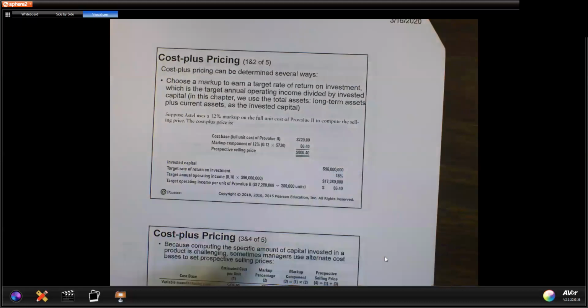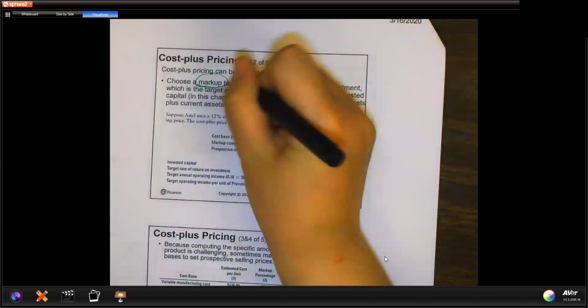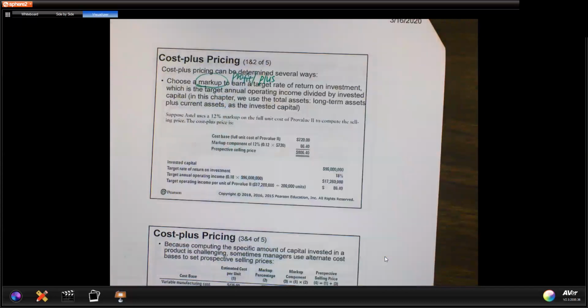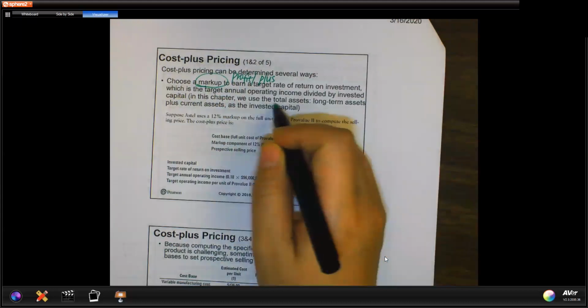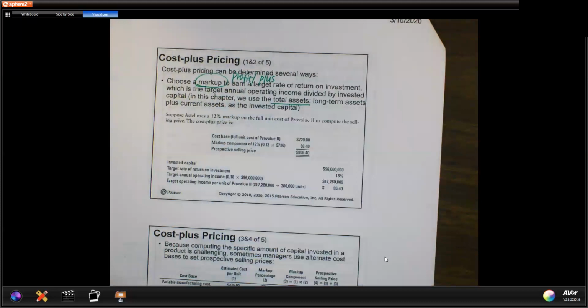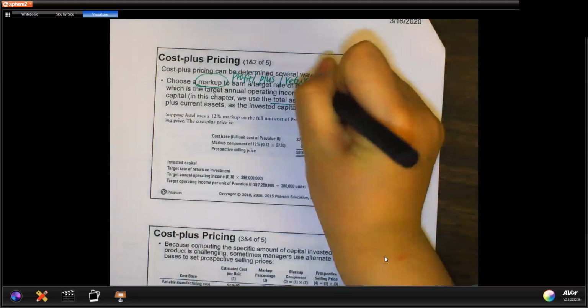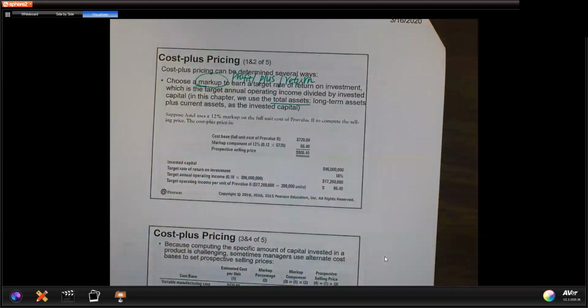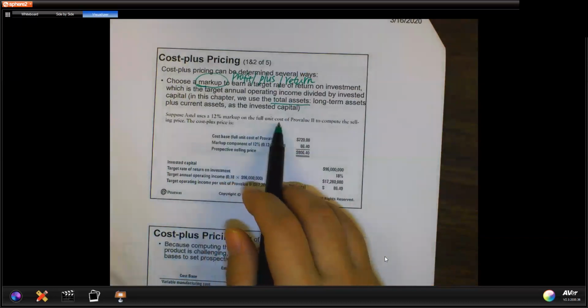In cost-plus pricing, you have to find the markup. The markup is also called profit, also called plus. Okay, so look at this question. I'm not going to read it here. You read this by yourself. So we base the percentage on the total assets. In this chapter, we base a profit percentage, also called the return, on total assets, long-term plus current assets. You use a 12% markup based on the full cost to get your selling price.